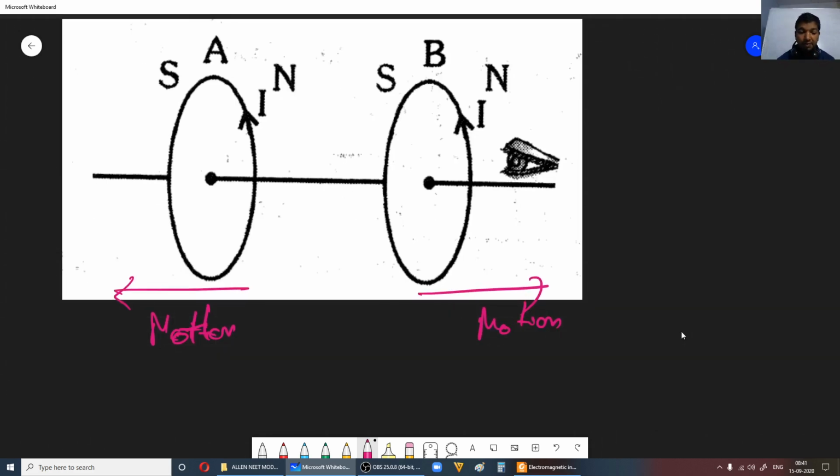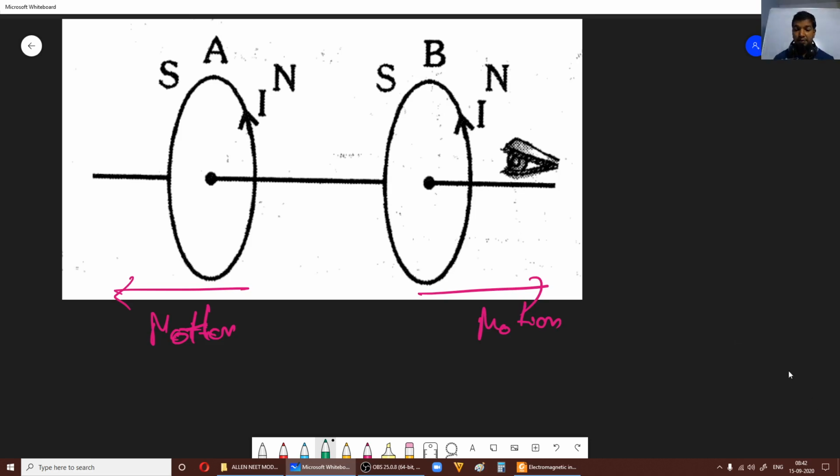Now what can you say about the magnetic flux through each of the coils? They have their own magnetic field. Apart from that, you have the magnetic field due to the other coil also. So you need to consider the vector sum. At any point in space, you need to consider the vector sum of the magnetic fields due to both the coils. Naturally, what you will observe is that when you are taking them away, the magnetic flux through both the coils will actually decrease.